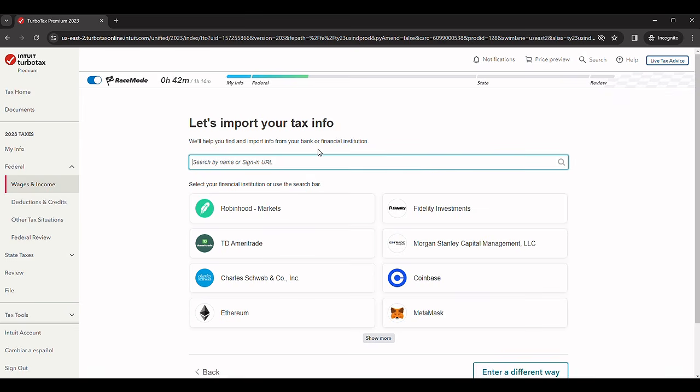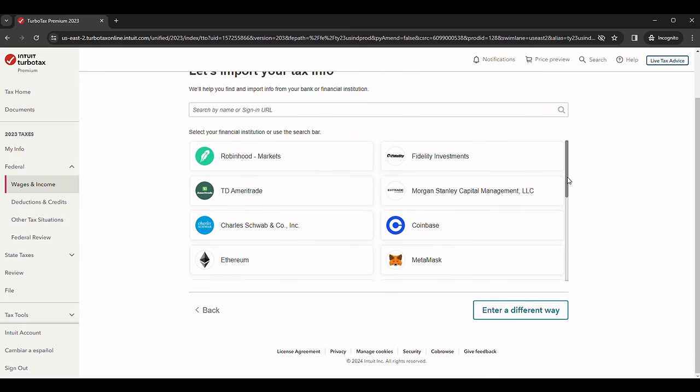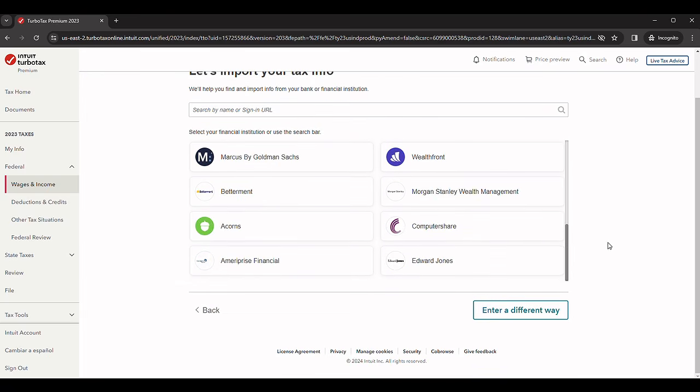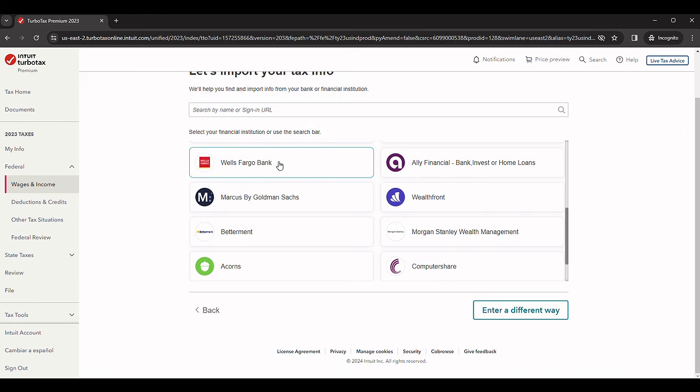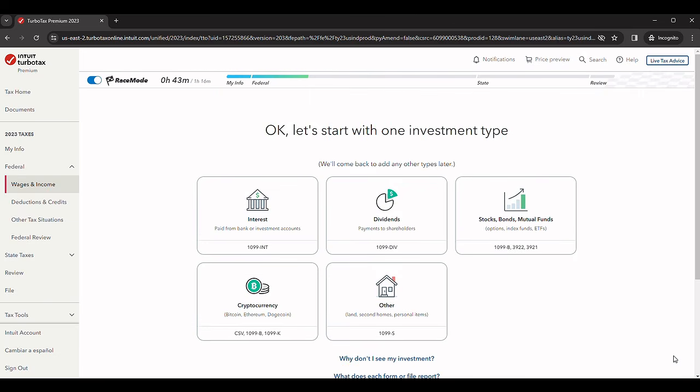Okay, so you can import all this tax information from your brokerage account. Let's just say from Robinhood or TD. TD just got bought out this year. It's now Charles Schwab. Everything from Coinbase to Fidelity to you name it. You can see there's more. So you can import it directly, all your information. And if you want Wells Fargo Bank, they're talking about your interest income, things like that. Ally Financial, Wealthfront, whatever, you name it. Acorns, there you go. Okay, so that is probably the easier route.